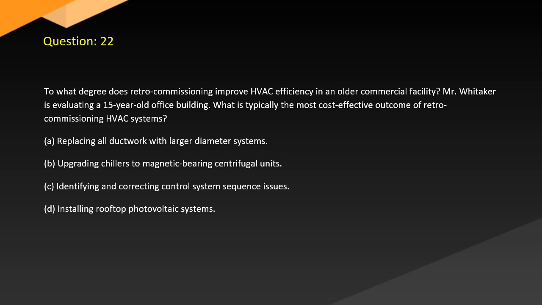A. Replacing all ductwork with larger diameter systems. B. Upgrading chillers to magnetic bearing centrifugal units. C. Identifying and correcting control system sequence issues. D. Installing rooftop photovoltaic systems.